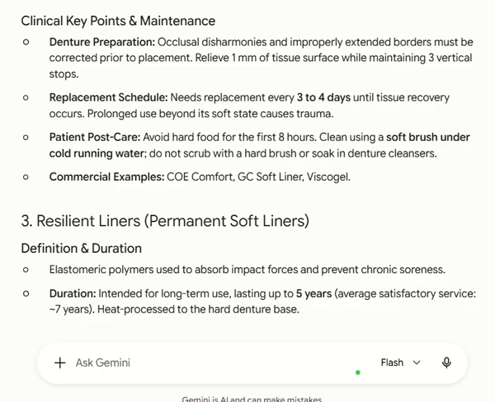Patient post-care. Avoid hard food for the first 8 hours. Clean using a soft brush under cold running water. Do not scrub with a hard brush or soak in denture cleansers. Commercial examples: Coe-Comfort, GC Soft Liner, Viscogel.